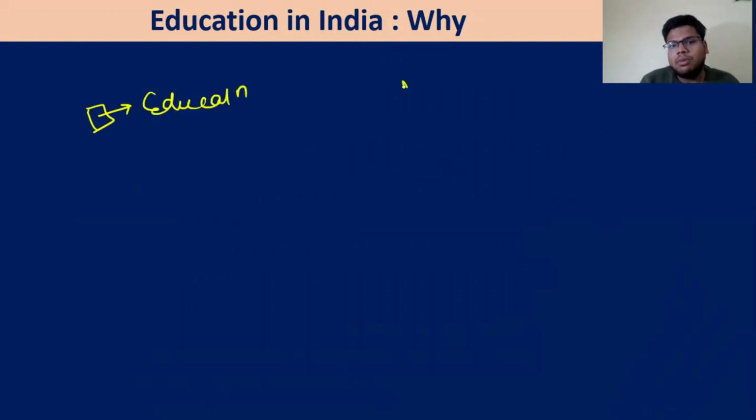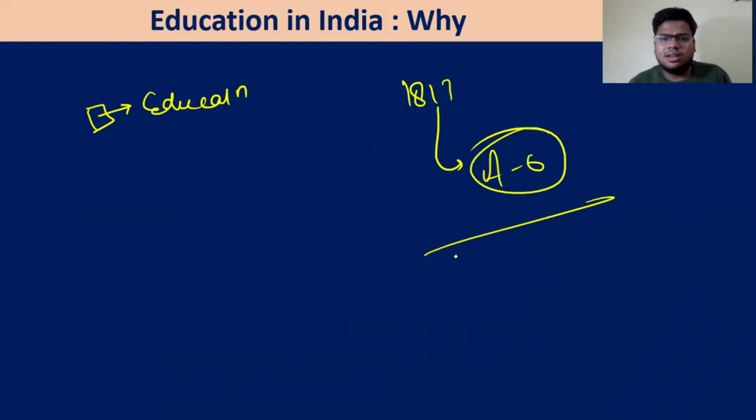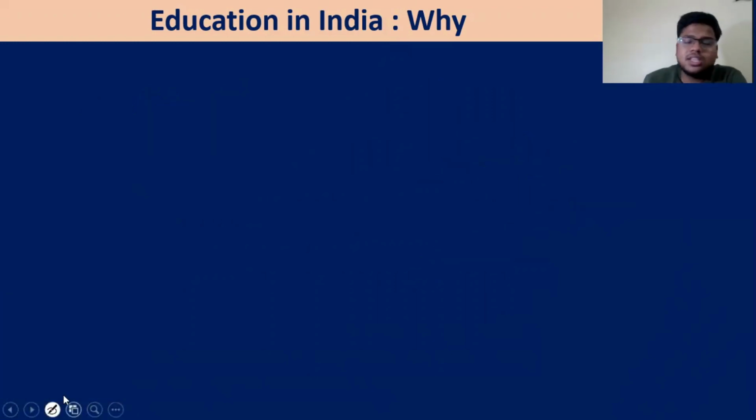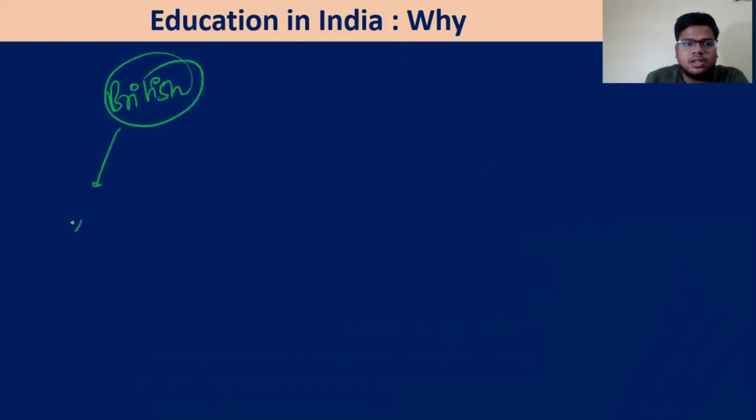For example, we have read about the 1813 Act. We have read about the Anglicist and Orientalist controversy. And till then we have read, right? Today we'll read in detail about education in India. But the first question is, why education in India? You see, there are a lot of stakeholders in this process. First of all, the British themselves. Britishers also want the Indians to be educated.